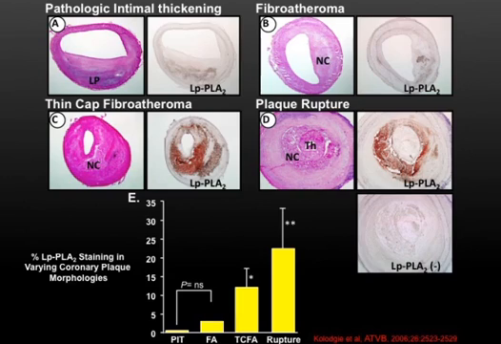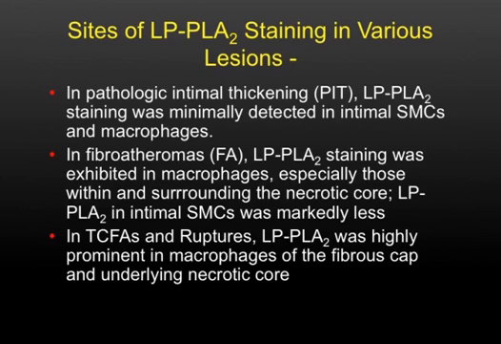Some time ago, in 2006, we showed that LPPLA2 expression in plaques, whether it be pathologic intimal thickening, thin cap fibroatheroma, or plaque rupture, increases as the plaque progresses. As I showed you, from PIT it goes to fibroatheroma, to thin cap fibroatheroma, and eventually to rupture. And as shown here, the LPPLA2 expression within the plaque also increases.